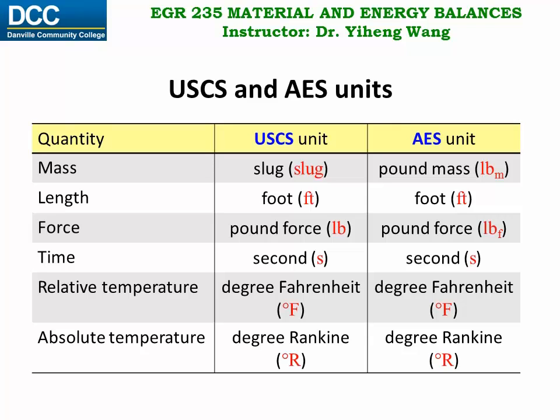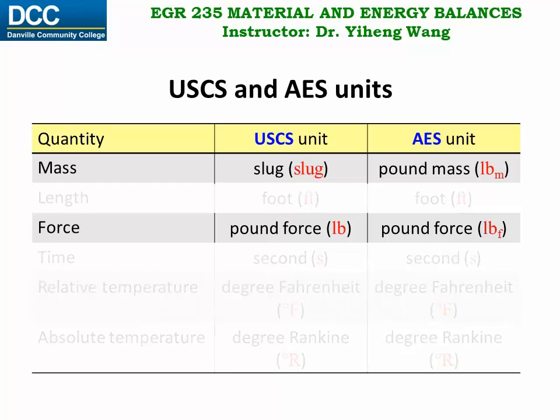As you can see, they are both based on foot, pound, and second, and many of the units are the same. The major difference lies in the units for mass and force. In American engineering system, the units for mass and force are both pound. To distinguish, we must use the subscripts M for mass and F for force.